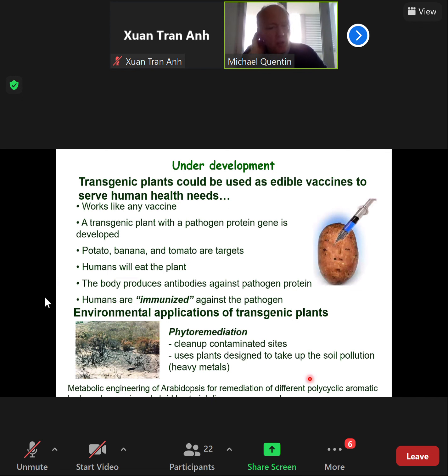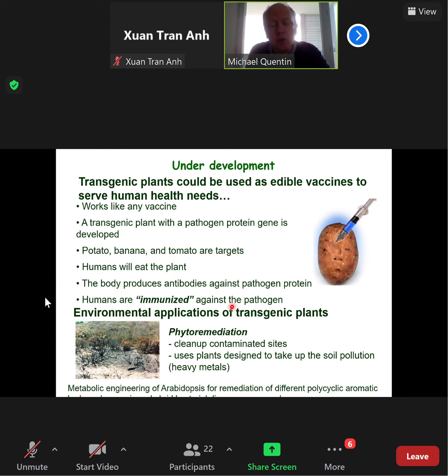The transgenic plants that are more under development are transgenic plants that could be used to produce, for example, vaccines, to avoid the use of animals for making vaccines.